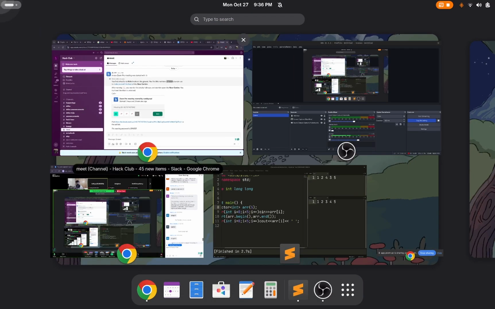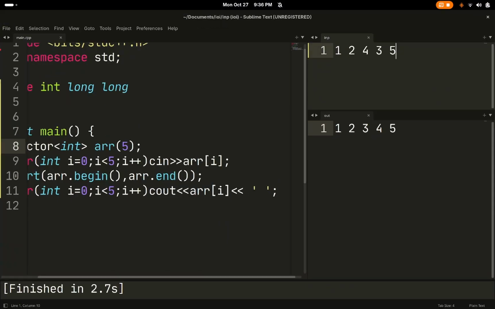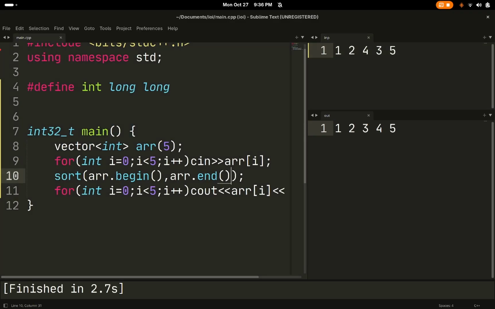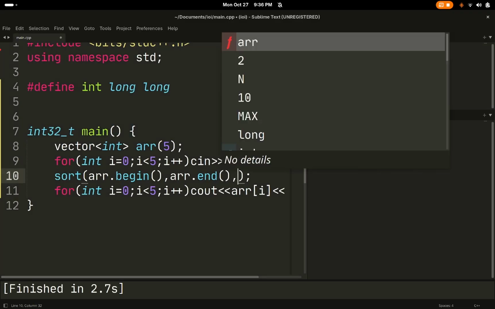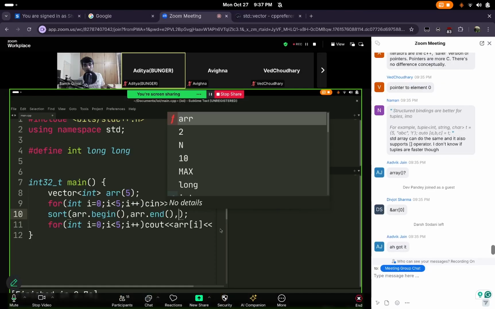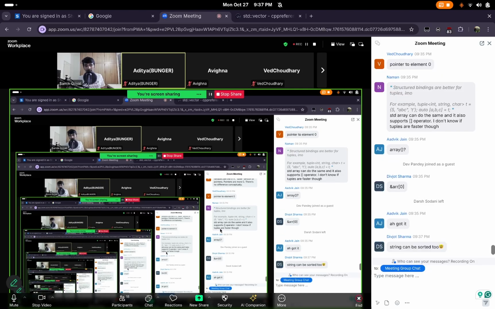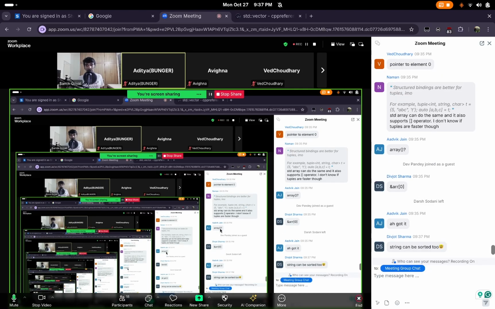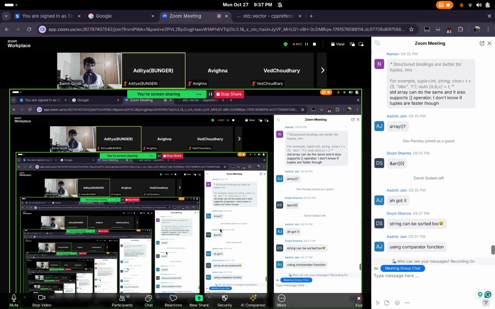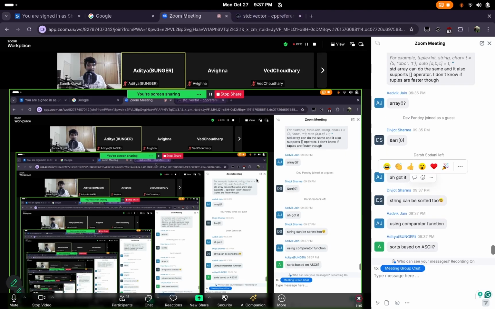So I talked about the structs, which are cars. What sort can do is it can even sort them on the basis of their years, or maybe you wanted to sort based on their mileage. It can do that. Yes, strings can be sorted too. Yes, comparator function. You can make it sort based on anything. That's up to you.